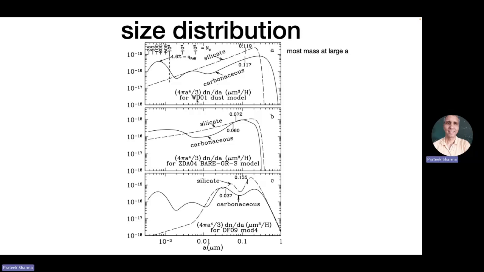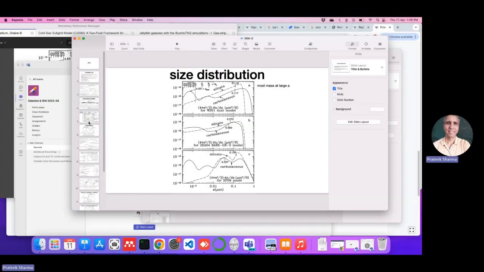These are some of the well-known dust models, right? So WD01, so D is Draine, whose book we are looking at, and he's like the world's authority on grains, the interstellar medium grains. So this is some other model and so on. These are silicate grains. These are carbonaceous grains. Yeah. So I think we are actually done.